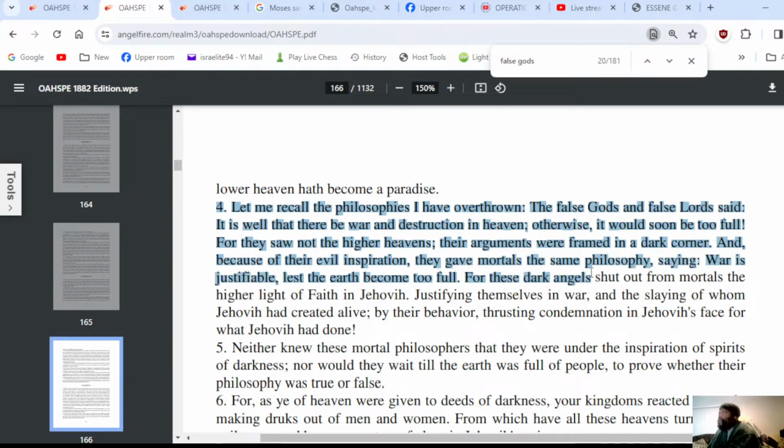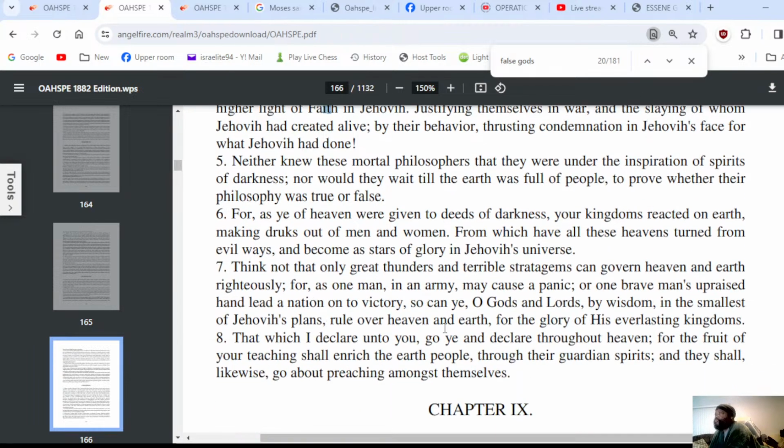Their arguments were framed in a dark corner, and because of their evil inspiration, they gave mortals the same philosophy, saying, war is justifiable, lest the earth become too full. For these dark angels shut out from mortals the higher light of faith in Jehovah, justifying themselves in war and slaying of whom Jehovah had created alive by their behavior, thrusting condemnation in Jehovah's face for what Jehovah had done. Neither knew these mortal philosophers. See, spirits, mortals, fallen gods, fallen angels, greed, lust of the flesh, even in the spiritual man.